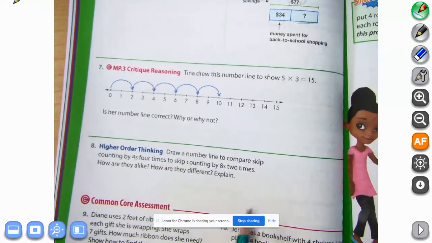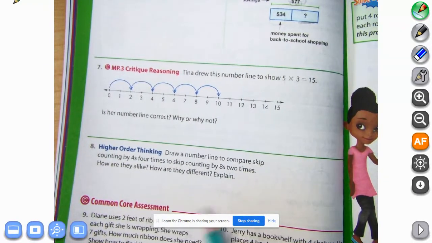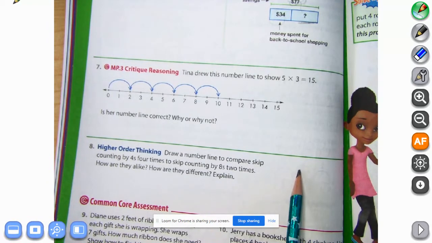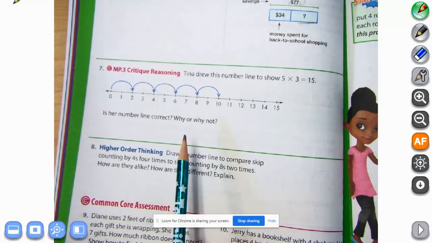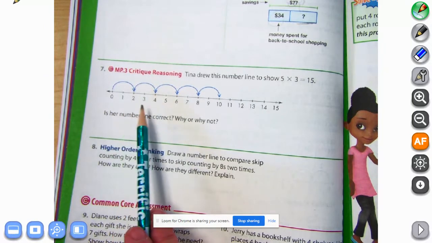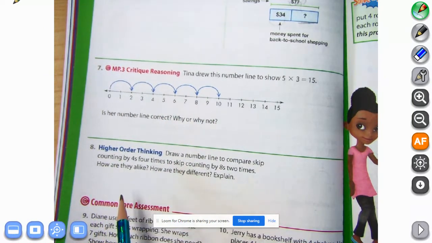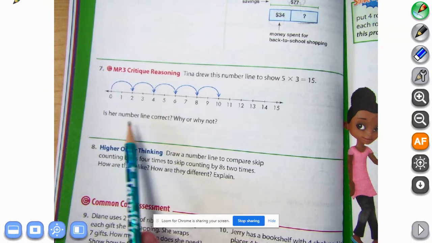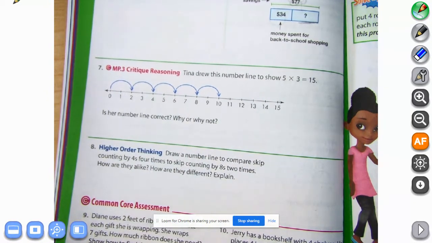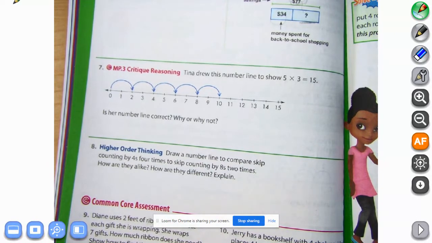Number 7, Tina drew this number line to show 5 times 3 equals 15. Is her number line correct? So look at her jumps. Does that show 5 groups of 3 equals 15? Yes or no, and how do you know? So you're going to have to give us a little explanation, a little sentence.